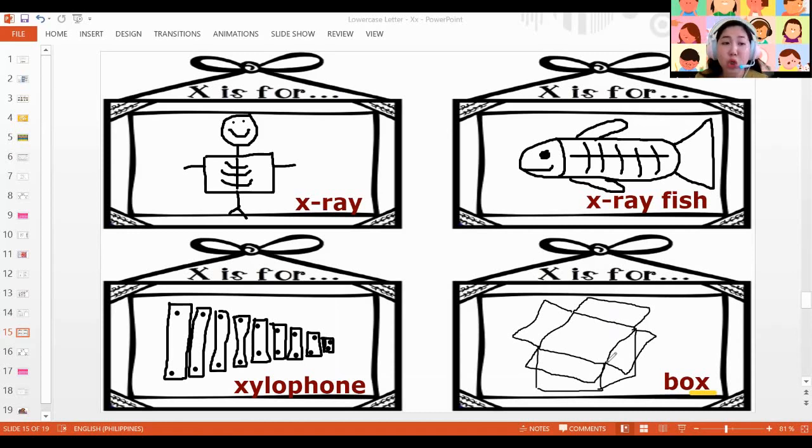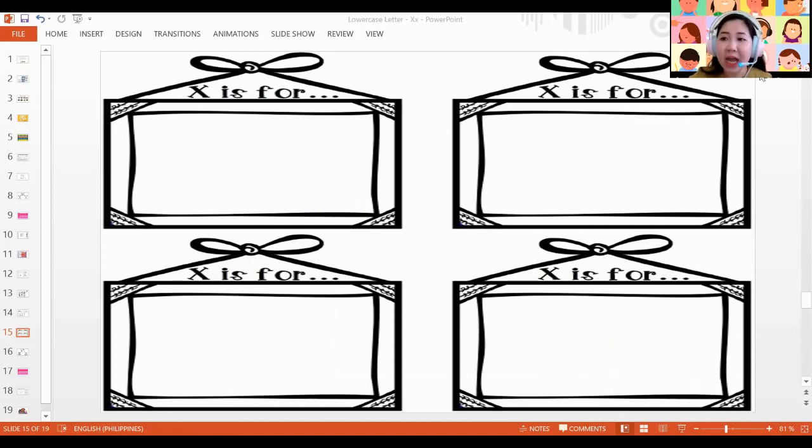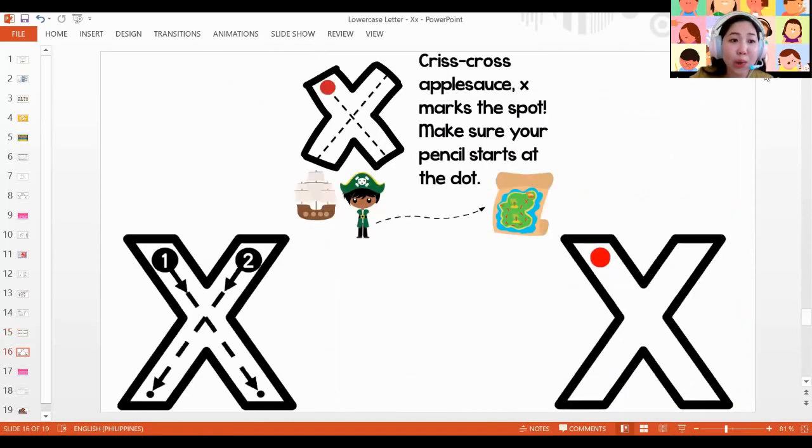So did you finish drawing your pictures? What did you draw? Wow, that's very nice. Teacher drew again what? X is for X-ray. X is for X-ray fish. X is for xylophone. And lastly, X is for box. Very nice. Now that we are done with this one, I think it's time for us to write our lowercase letter x or our small letter x.